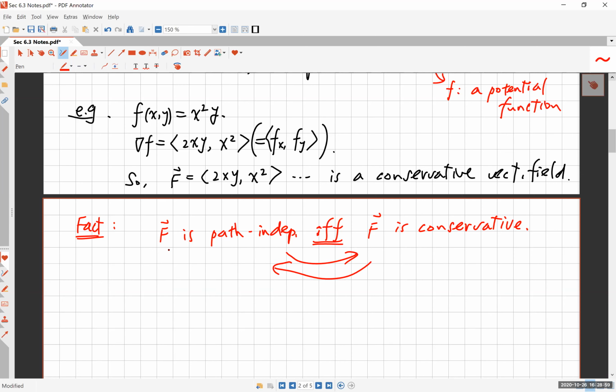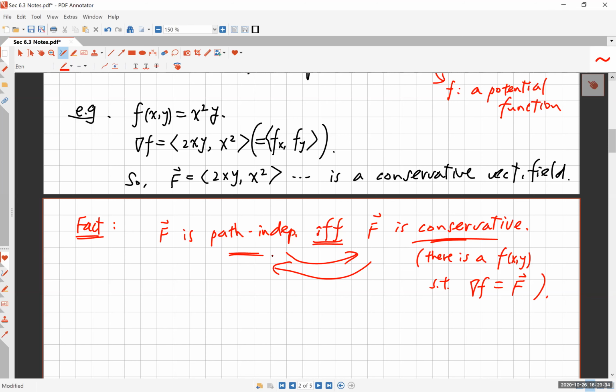First, if the vector field is path independent, it is conservative, which means there is a potential function, f(x,y), such that the gradient of this lowercase f is capital F. In other words, it has an antiderivative. Capital F has an antiderivative, which is the potential function, lowercase f. Also, if F is conservative, then it is path independent. So it goes in both directions, which is what's so important about this.